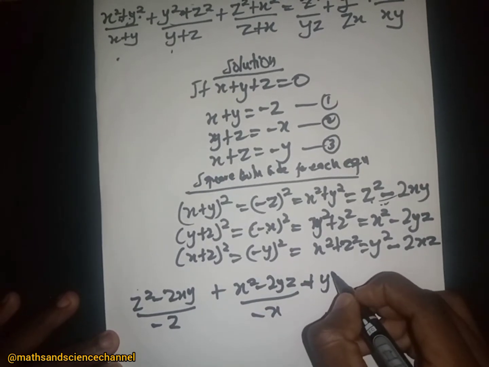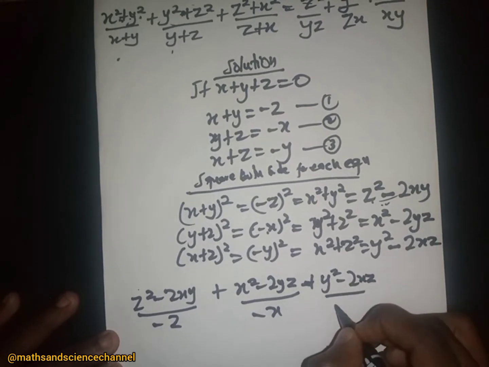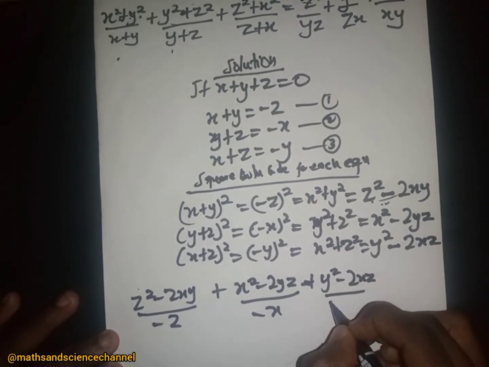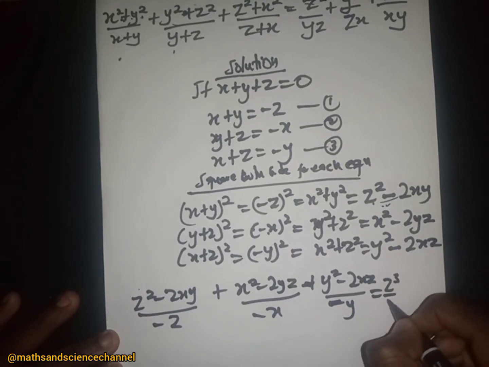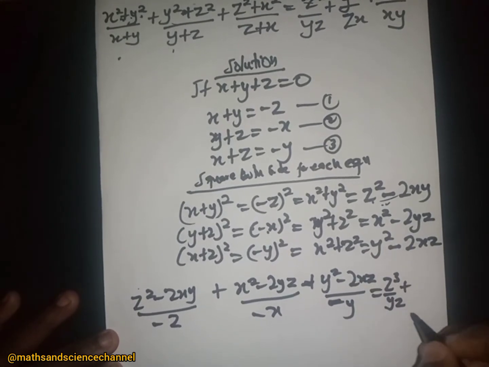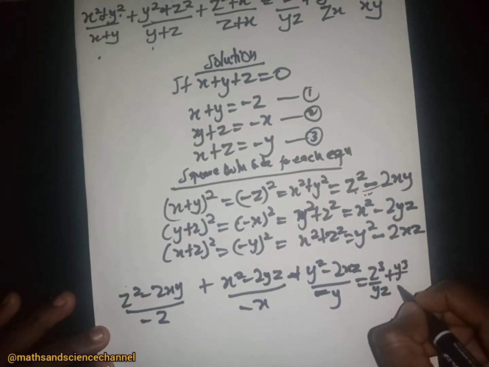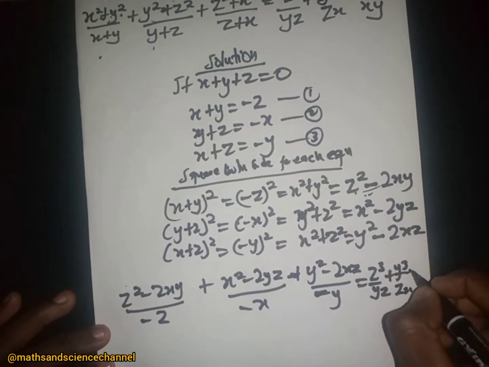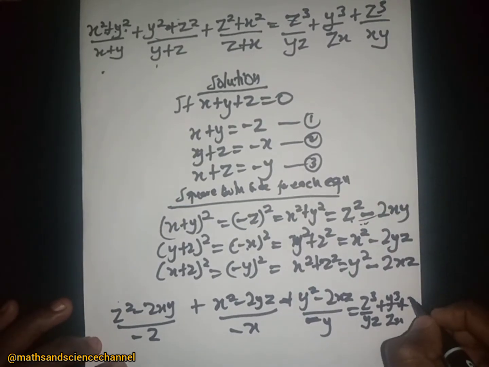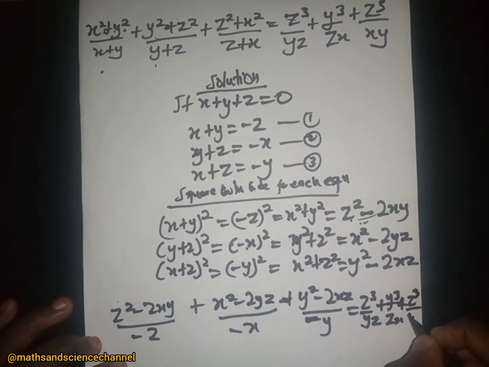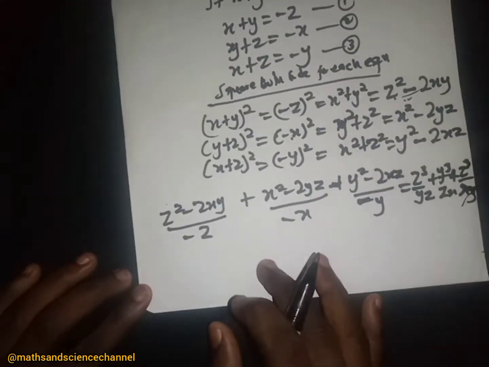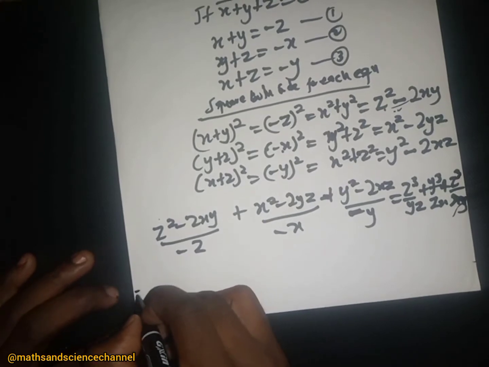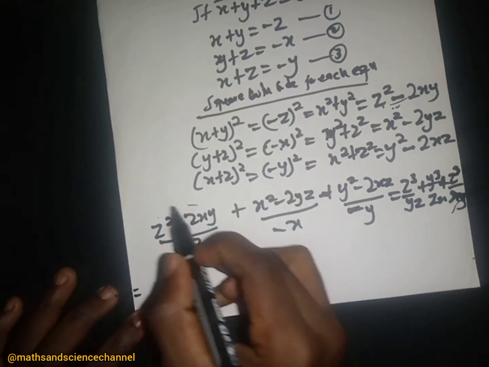So we have the next one to be y squared minus 2xz divided by negative y here, which will be equal to just our z cubed over yz, then plus y cubed over zx, then we have z cubed divided by xy. All right, so let's do it. So from here, what we are going to do is simplify this.